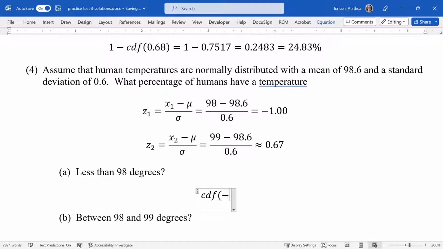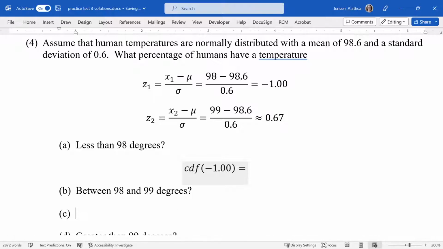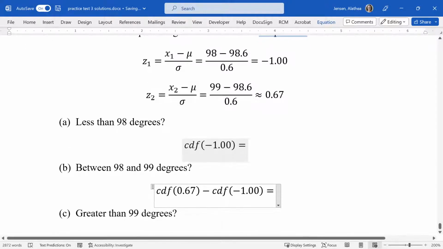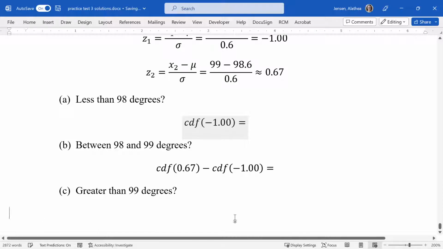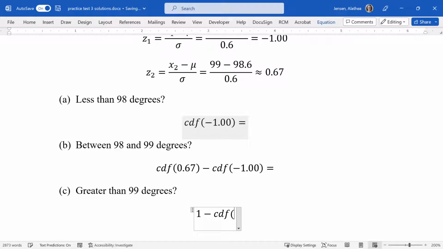For less than, or something or below, you just do the regular CDF for that z value, and that was the one that went with negative 1.00. For between, you do the larger CDF minus the smaller CDF, so it's the positive one minus the negative one. And for greater than, you do 1 minus CDF, so the CDF for 99 was 0.67.